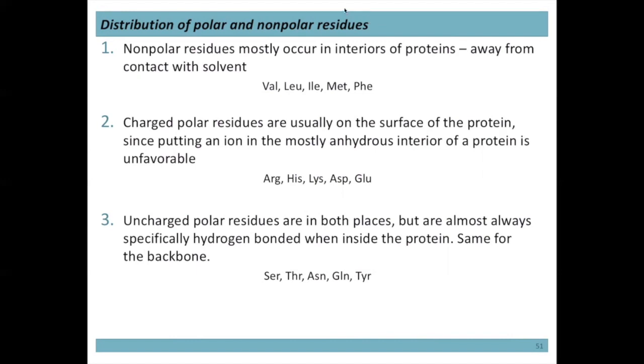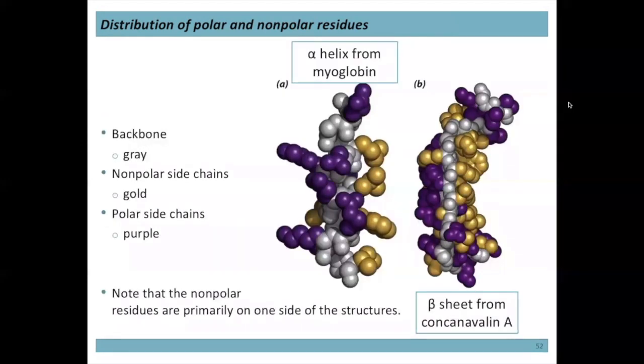Okay, so let's look at some protein structures and look at where the positions of their side chains are. And what we can see here is an alpha helix from myoglobin. And so the backbone is in gray, the non-polar side chains are in gold, and then the polar side chains are in purple. And you can see roughly that they tend to be found on one side or the other. So in this alpha helix here, you can kind of see that the purple are all kind of pointing out in one direction, and then the gold, the non-polar, are all on one side. And then these would be found towards the interior of the protein, or maybe these are buried in a lipid. And then these are what are referred to as solvent exposed.